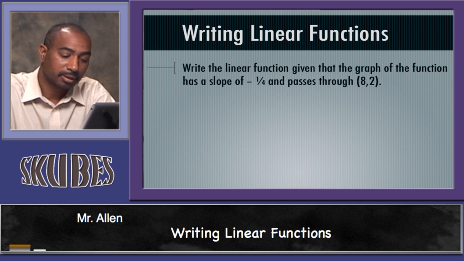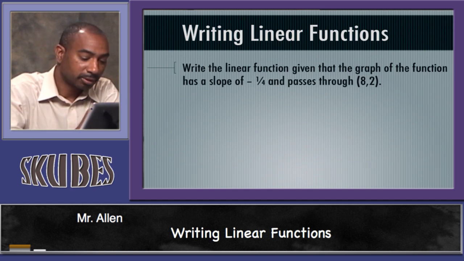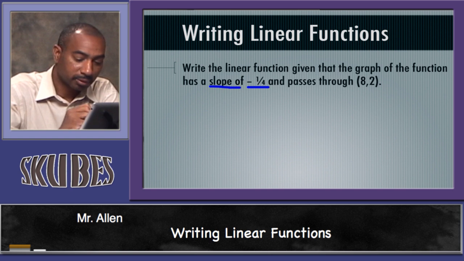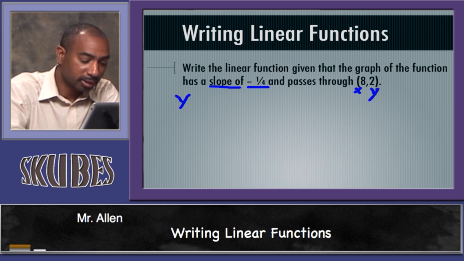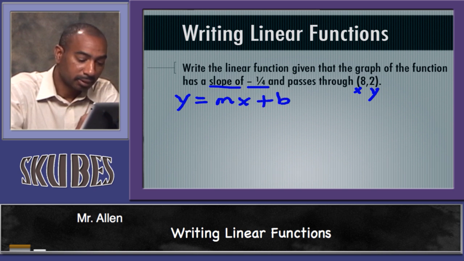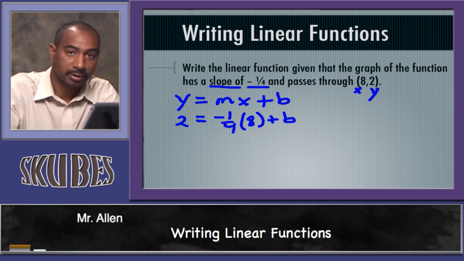Write the linear function given that the graph of the function has a slope of -1/4 and passes through the point 8, 2. Well, again, we know that the slope is -1/4. We know it passes through this point. So the x-coordinate is 8 and the y-coordinate is 2. We substitute that into y equals mx plus b. So if my y coordinate is 2, I put 2 here. My slope is negative 1/4. My x coordinate is 8, and I'm solving for the y-intercept b.